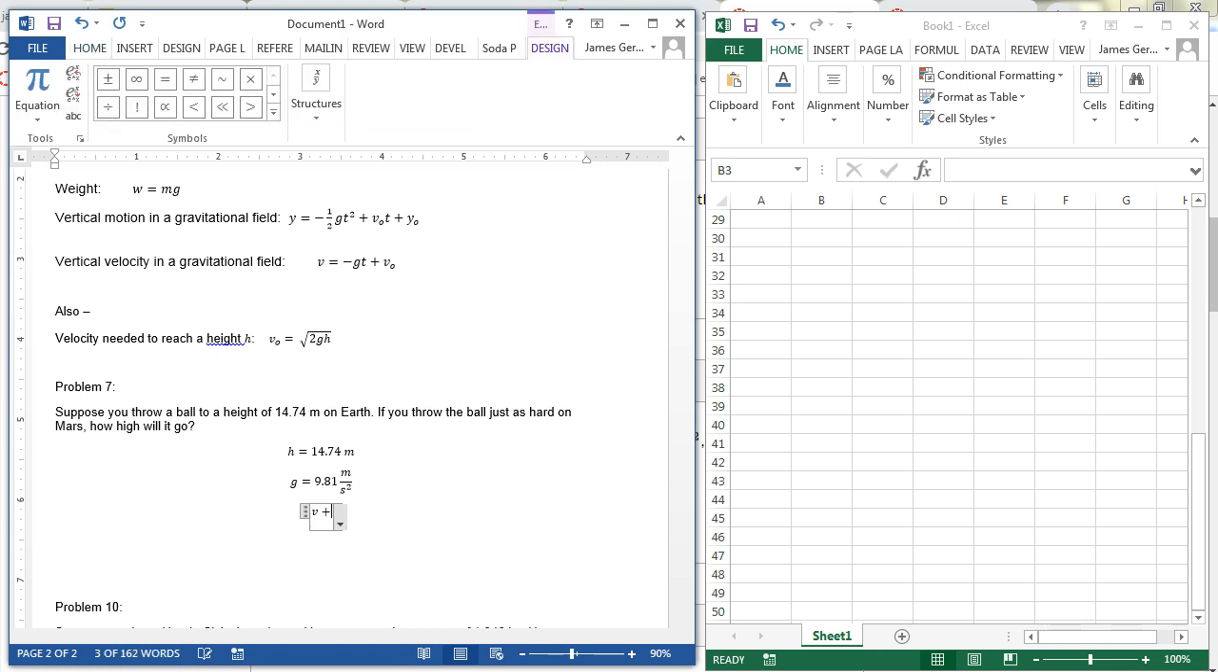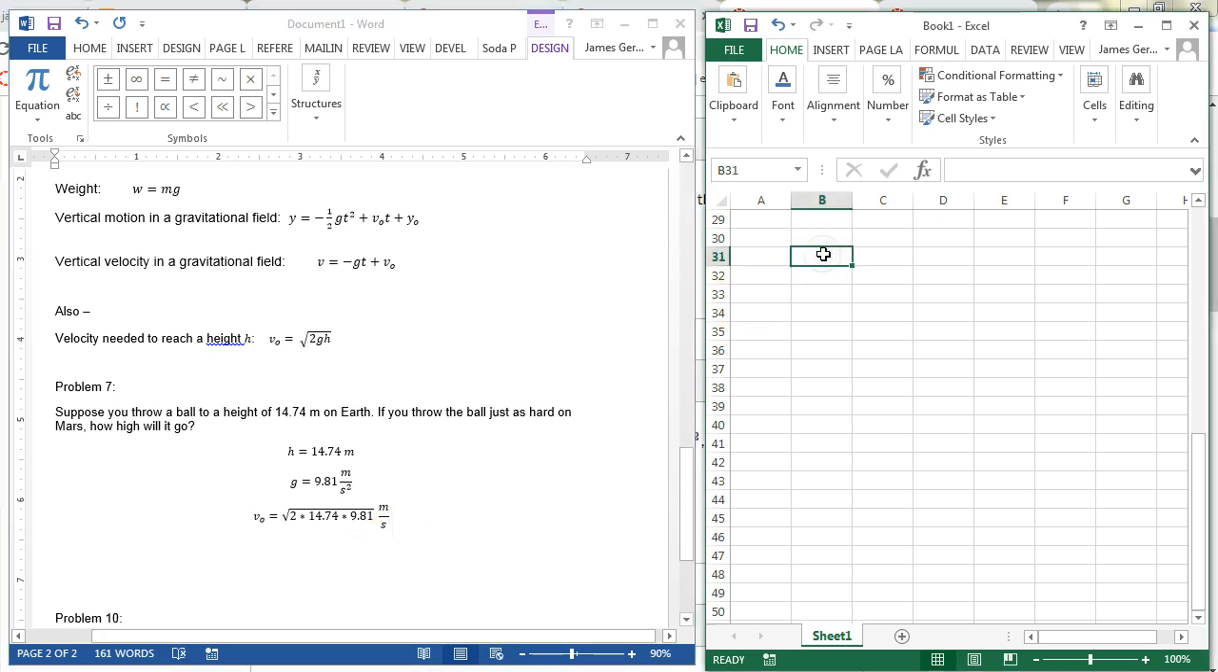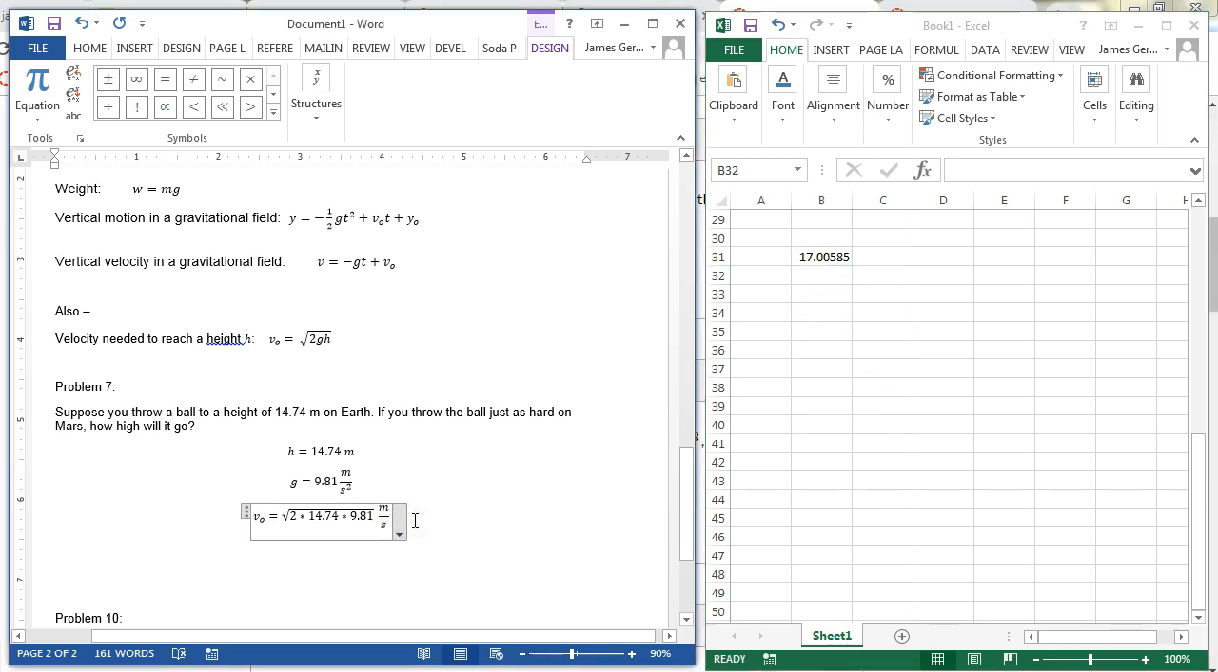Well, v naught is the square root of 2 times 14.74 meters times 9.81 meters per second squared. All that ends up being meters per second once you take the square root. So let's go calculate that real quick. It equals the square root of 2 times 14.74 times 9.81, and we're going to get 17.01. We'll just call it 17 meters per second. That's how hard we threw it on Earth.